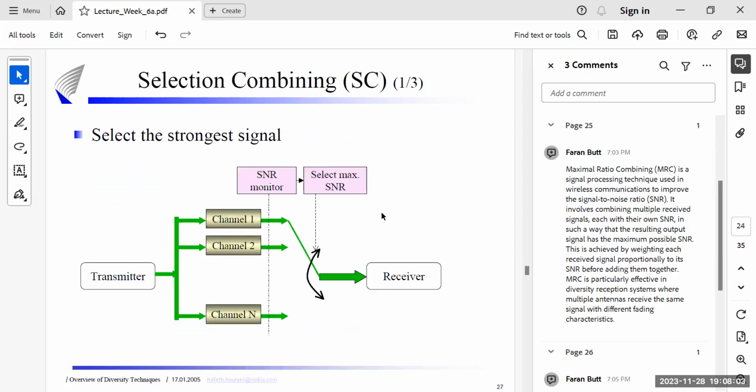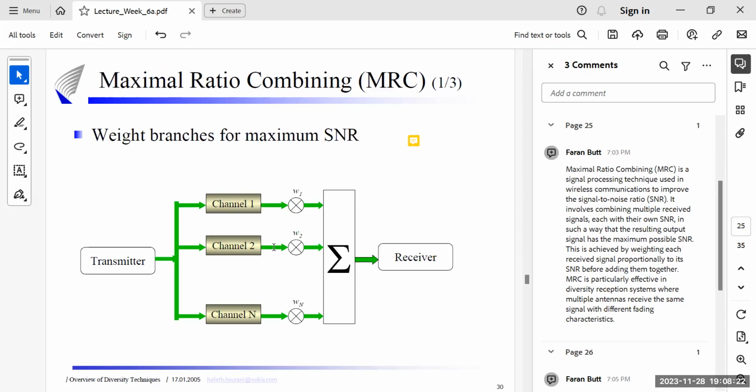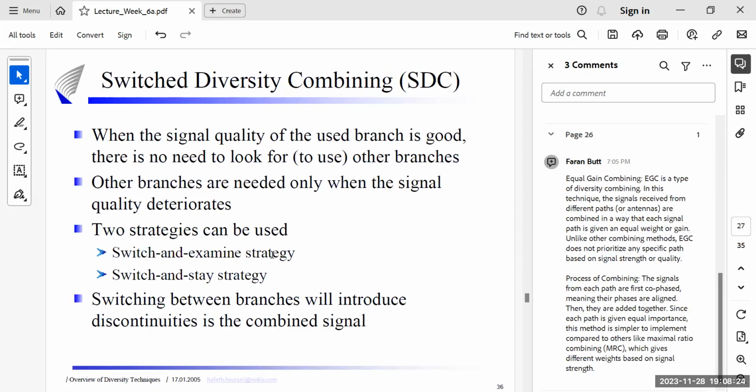For example, just look at the selection combining. You monitor the SNR of channel 1, then you don't need to monitor the SNR of channel 2 if the SNR of channel 1 is beyond a certain threshold. You say that the quality is okay, I'm okay with this performance, you don't need to look at the other channels, right? But why is that? This is because switching between branches will introduce discontinuities in the combined signal. So if you feel that the quality is okay, you don't need to look at the other branches.